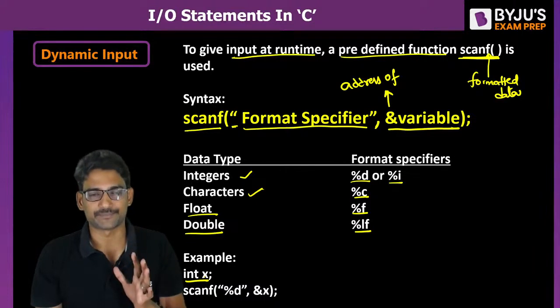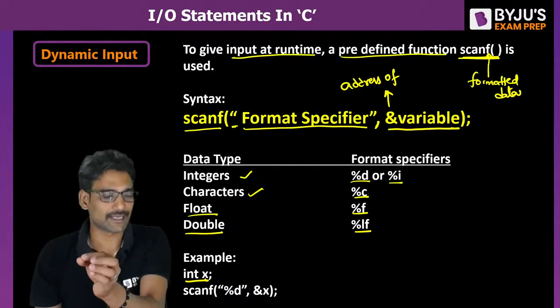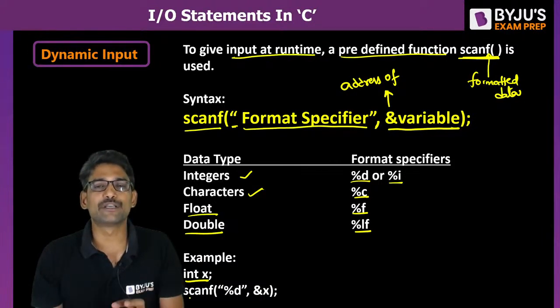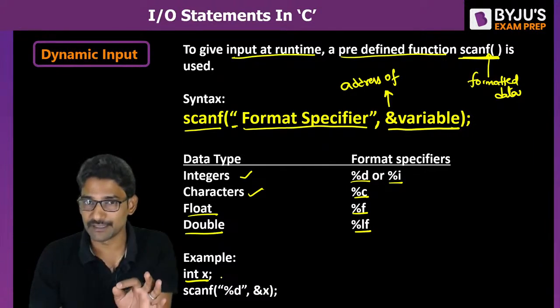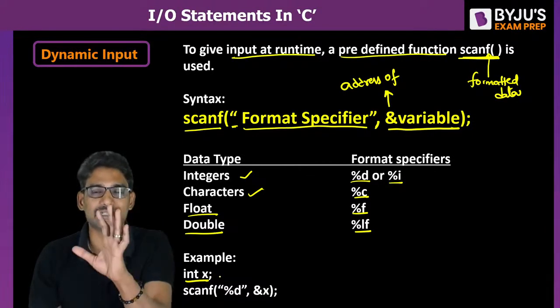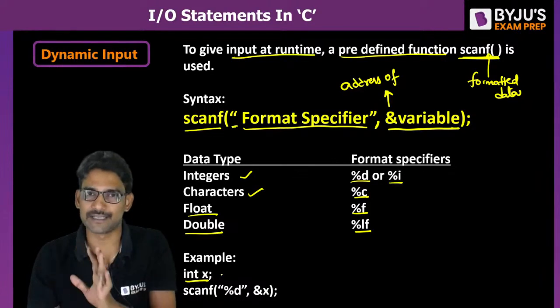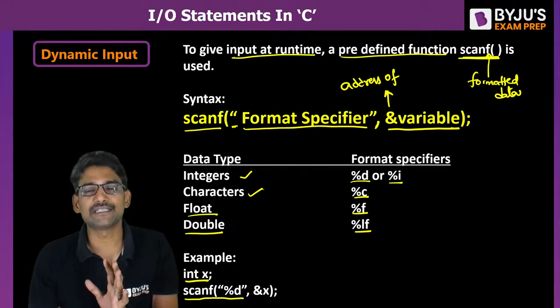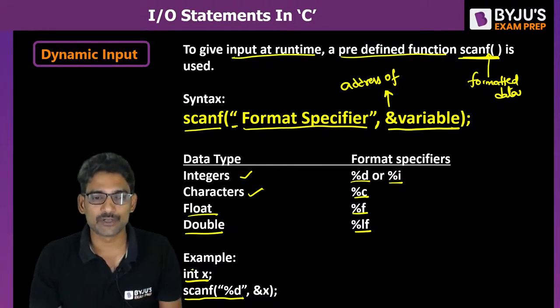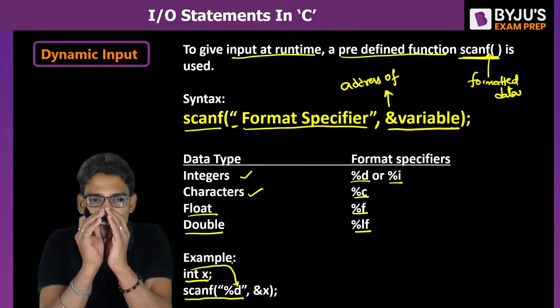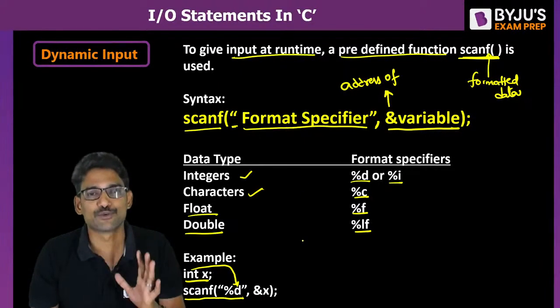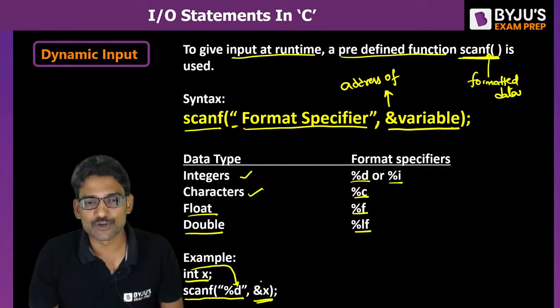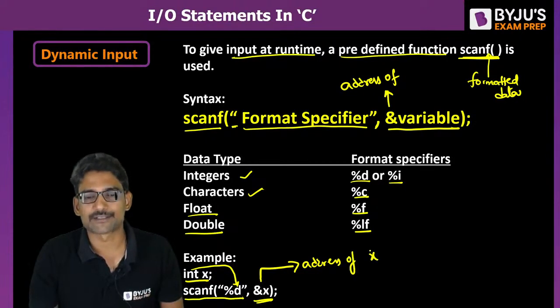Look at the example. int x. I have created one variable x as integer and I would like to give the input at runtime. See, I have not given the input at the time of writing the program. I just created it and left it. So int x is created. scanf %d. Why have I used d? Because it is an integer. In the place of the format specifier, whatever value you give will be stored in the address of x, and &x means address of x.